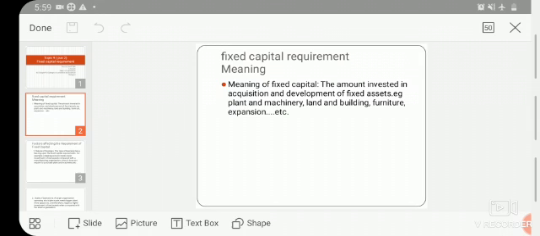So when we acquire these fixed assets, no doubt these assets are held in the business for a longer period of time. That means these fixed assets have more life. That is the reason why a huge amount is spent to acquire these fixed assets, and this concept is called fixed capital.